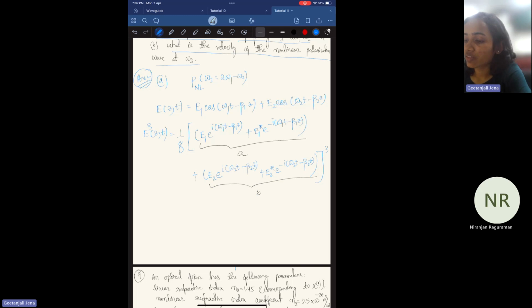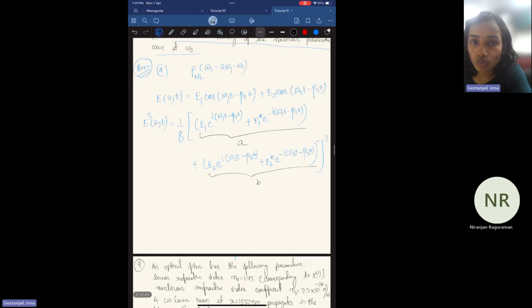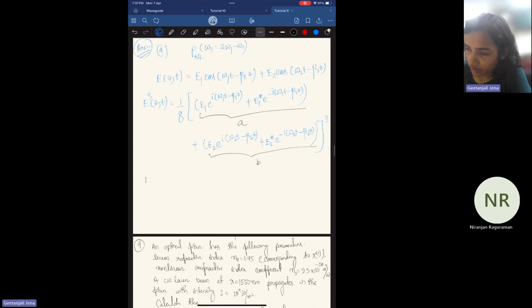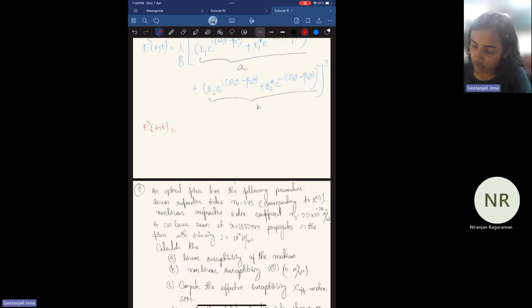But in the first problem, we were interested in the terms which have omega 1. And for this problem, we are interested in the terms which have 2 omega 1 minus omega 2. So let us see. E cubed is 1 by 8.